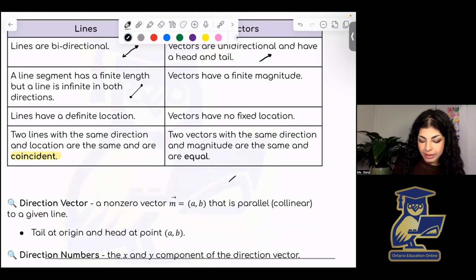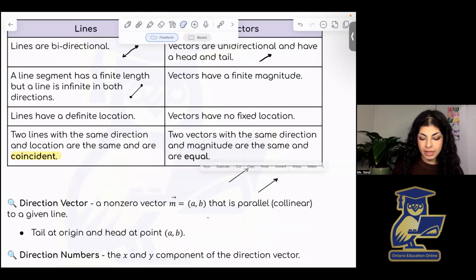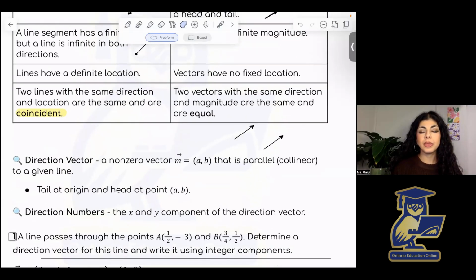We could have this vector with this length and I can copy this vector over down here. These two vectors still have the same direction and magnitude, but they are not coincident. They do not overlap, but we could translate one to move it in space so that they would be coincident. But on their own, we say these two are just equal vectors. Vectors also have direction.